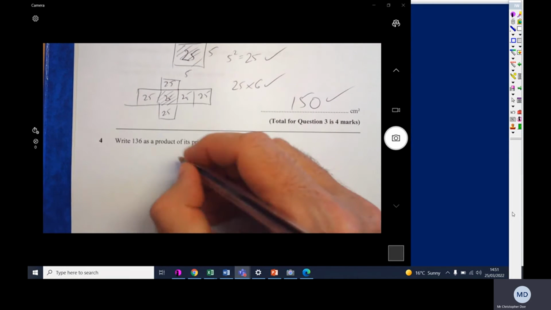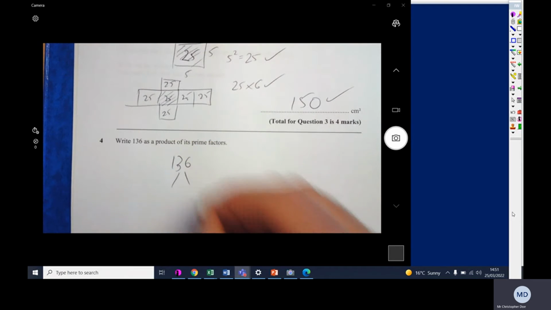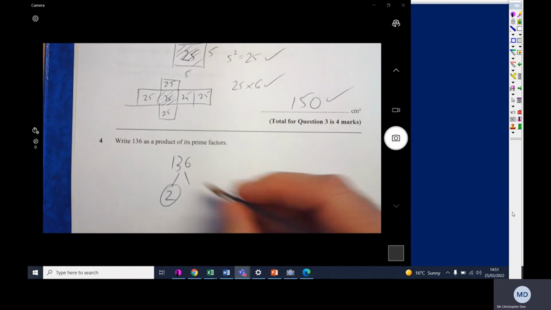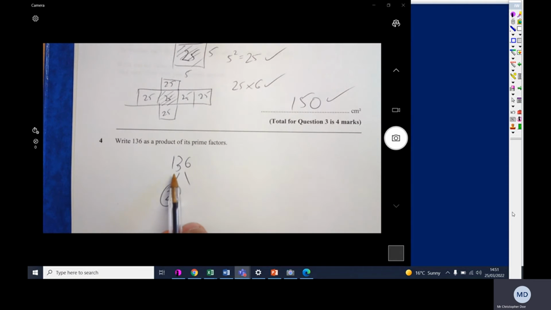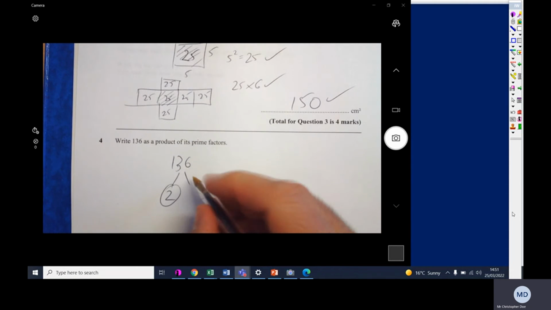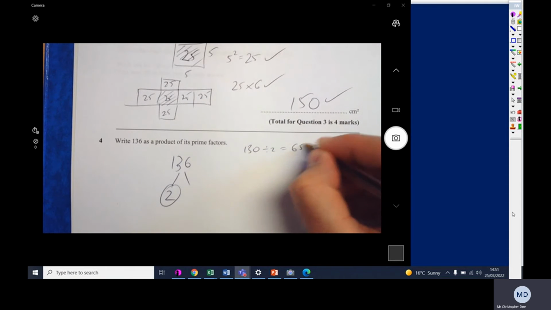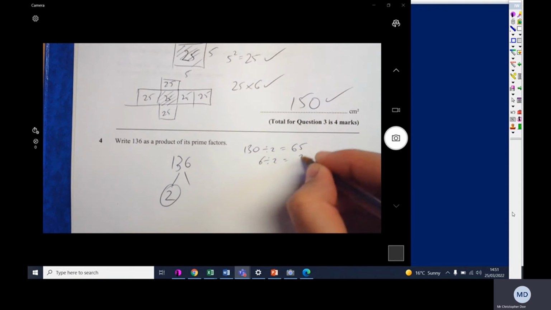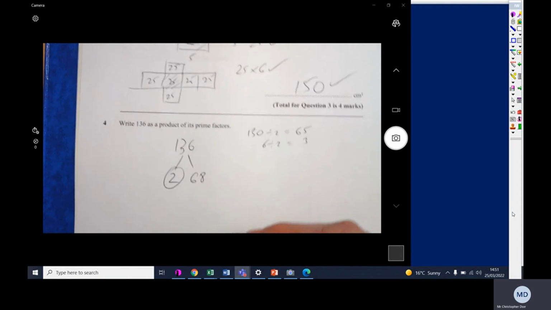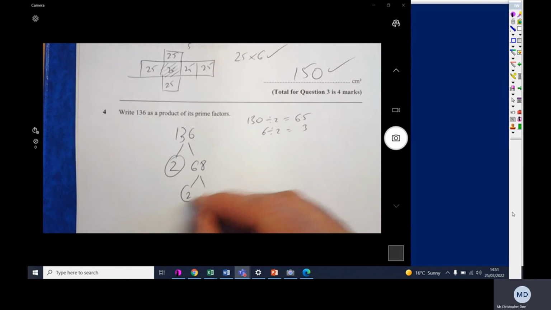Product of prime factors. Doesn't matter how you split this to start with. Most of you are probably going to divide it by 2 because it's the easiest one. That's a prime number. Half of 136. If you're not sure, half of 130 is 65. Half of 6 is 3. So that'll be 68. It's an even number, so it will divide by 2, which is the prime.